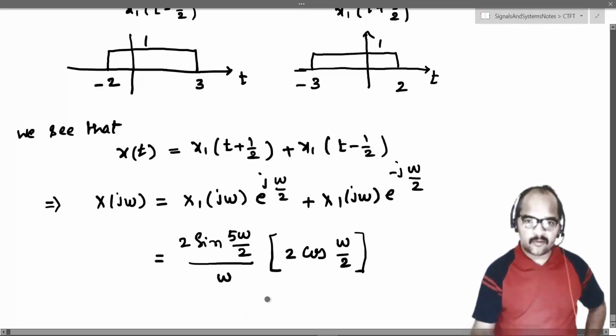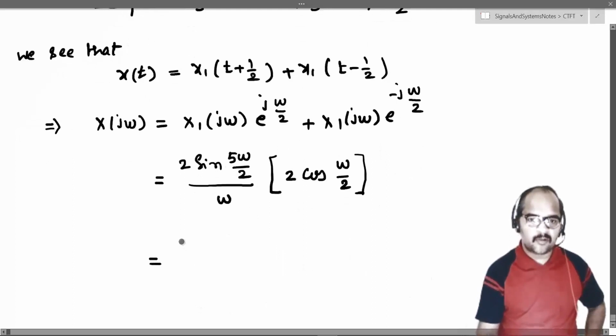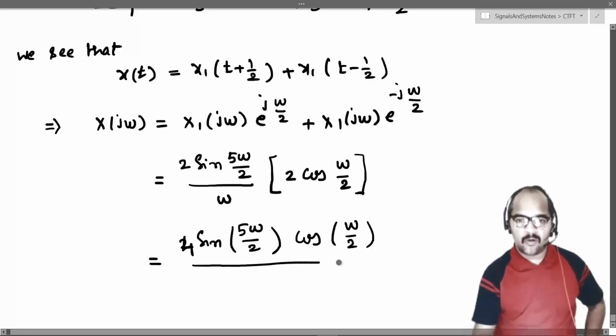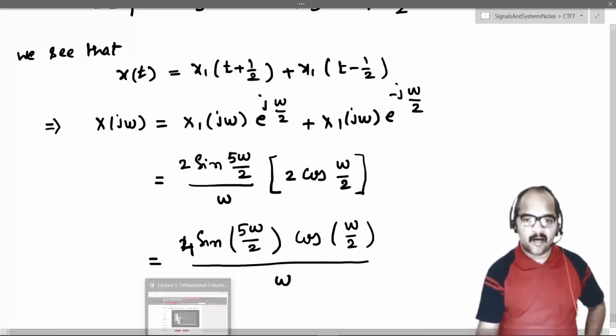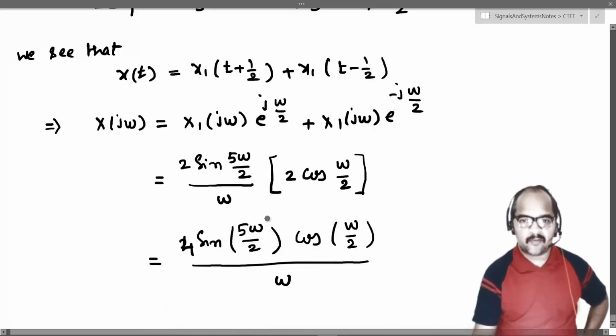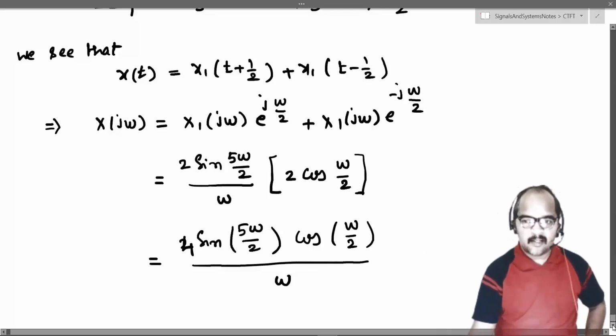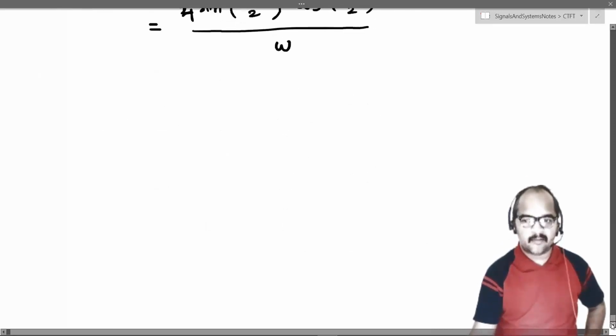Let us simplify and write it in a nice way. This is equal to 4 sine 5 omega by 2 multiplied with cos of omega by 2, whole divided by omega. So that would be the Fourier transform of our signal. Whatever we have seen before using the linearity property, you again get the same answer. Right, so we'll take the second example.